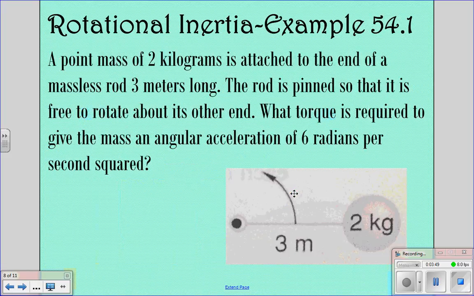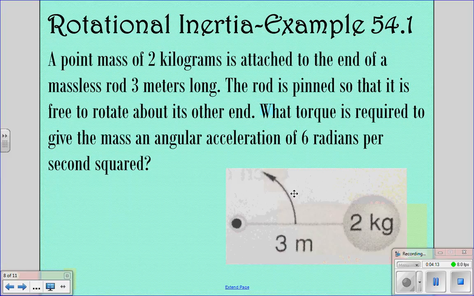So we're going to look at example 54.1. We have a point mass of 2 kilograms attached to the end of a massless rod that's 3 meters long. And the rod is pinned so that it is free to rotate about its other end. What torque is required to give the mass an angular acceleration of 6 radians per second squared?